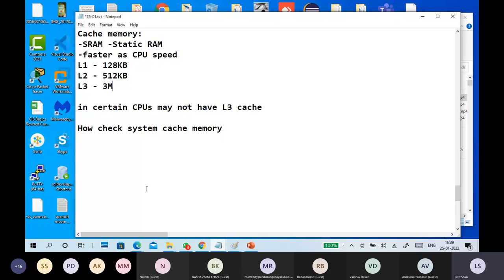So what is the use of cache? Go to Task Manager, Performance, CPU. You can find cache memory.